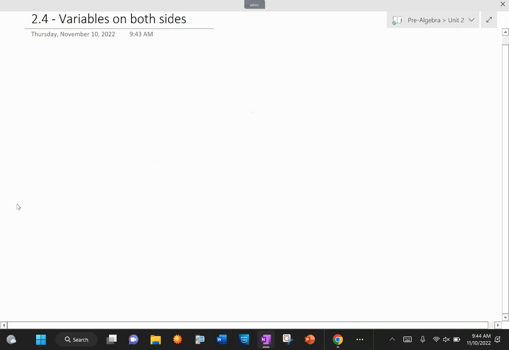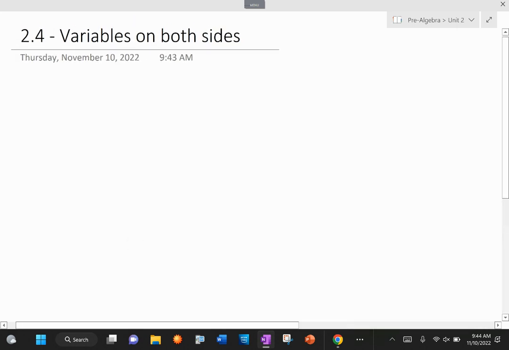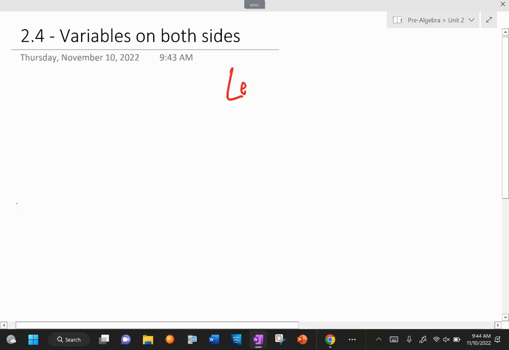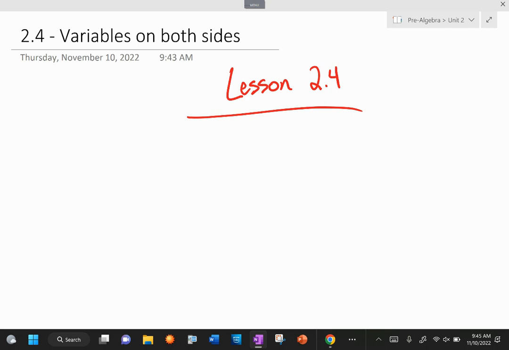We are moving forward with solving equations. This is lesson 2.4. We're now going to work on, the notes will be pretty short today, solving these equations with variables on both sides of the equal sign. So let's look at our first example.